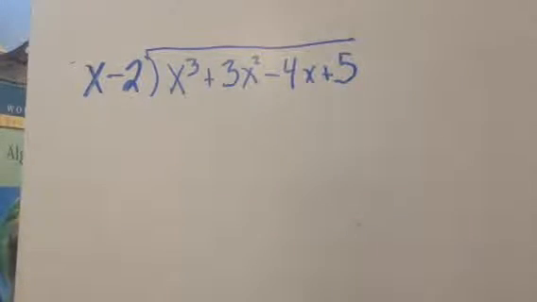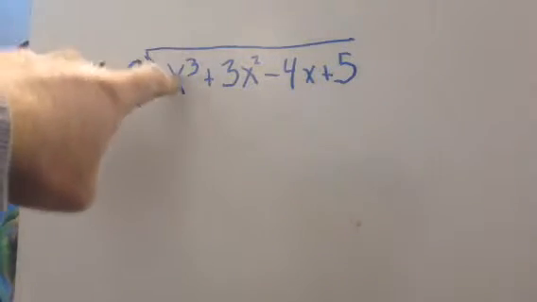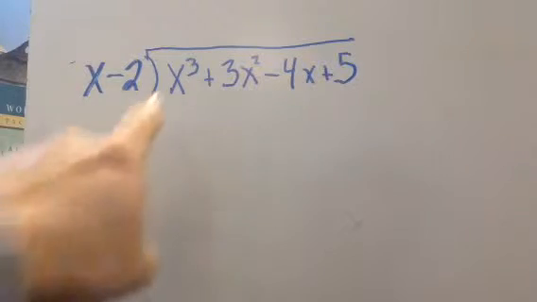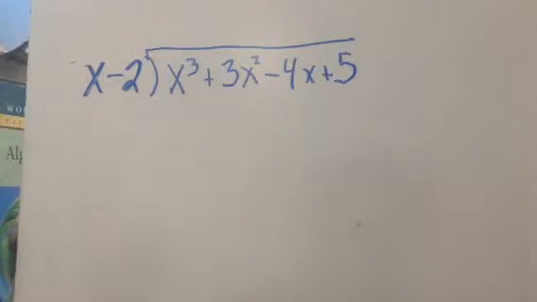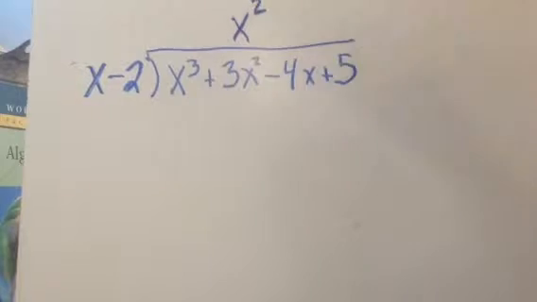Okay, so when you do long division with polynomials, what I'm going to do is look at the x here, and I'm going to see how many times that x can go into x to the third. So essentially, x to the third divided by x. X to the third divided by x is x squared. So I'm going to put that above the x squared term.